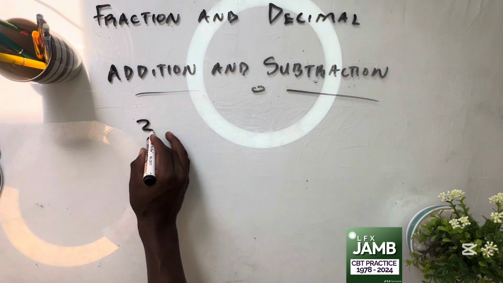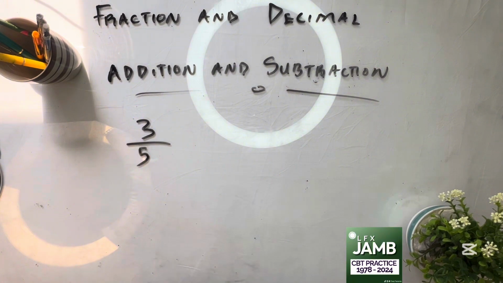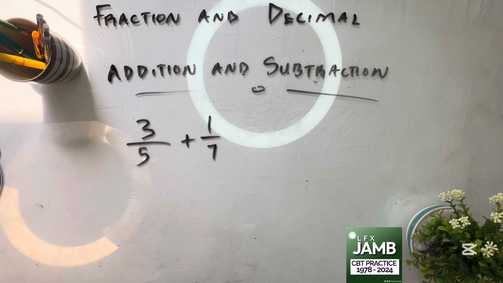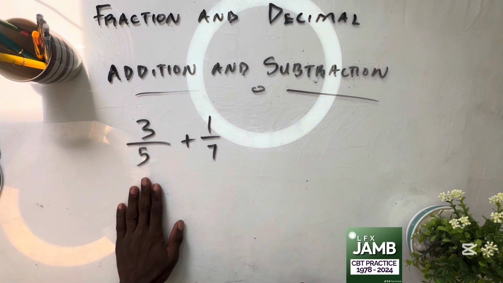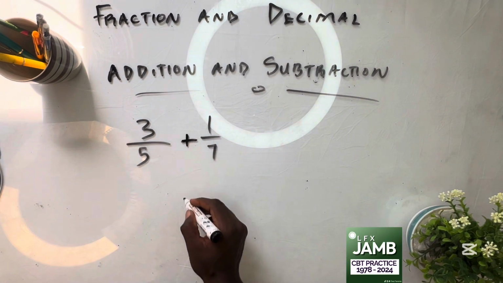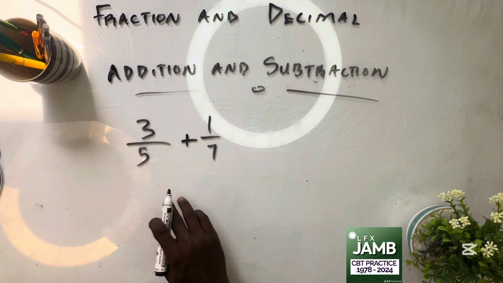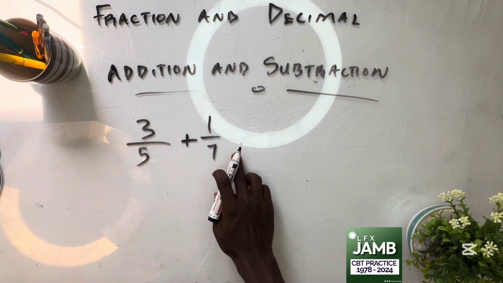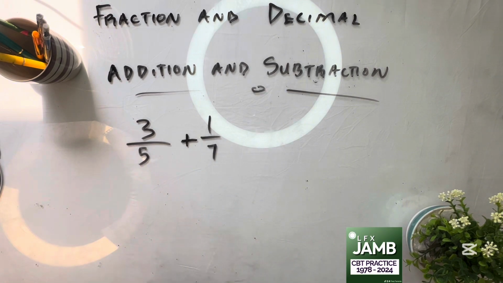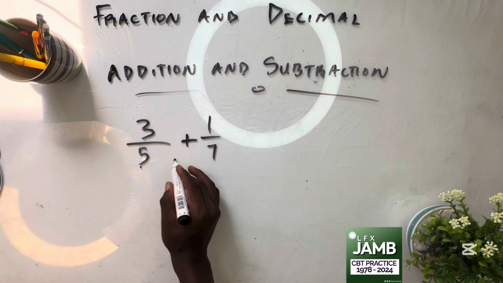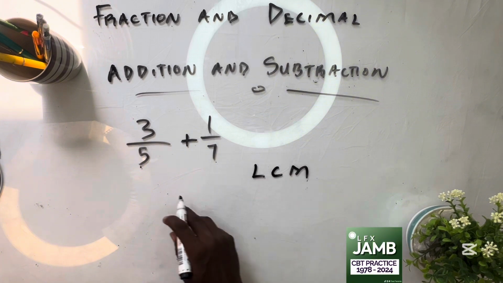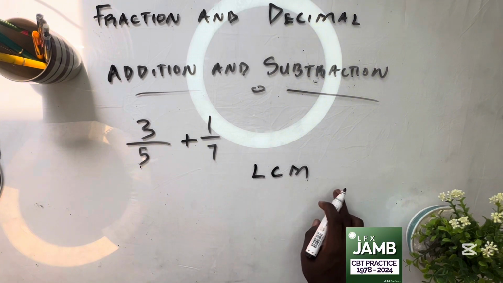Let's say 3 over 5. We have to add 3 over 5 with, let's say, 1 over 7. 3 over 5 is a unique fraction of its own, and 1 over 7 is also a unique fraction of its own. So before this operation can be carried out, we make sure they have similar denominators. When they have similar denominators, it means the fractions are now the same and the operation can now be carried out. And the only way we can make them have similar denominators is by finding the lowest common multiple of these numbers. That is the LCM.